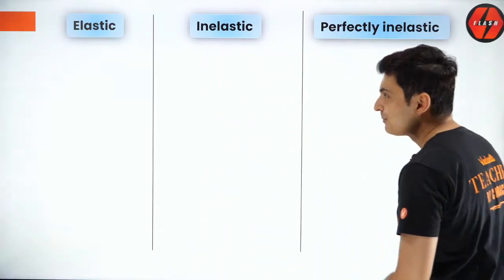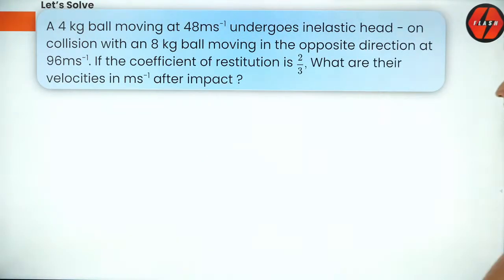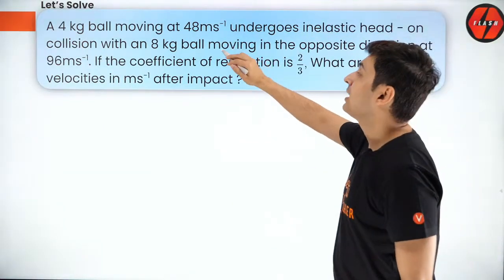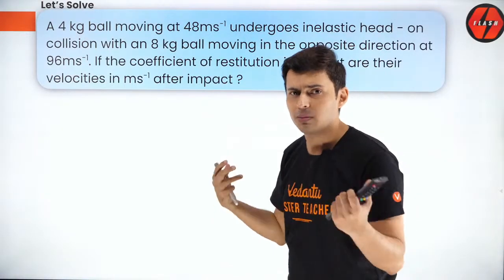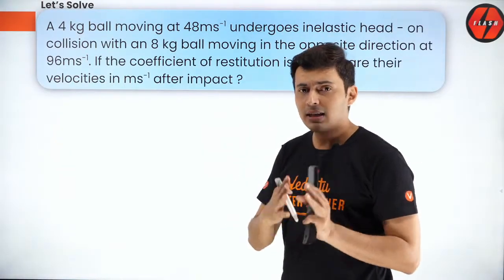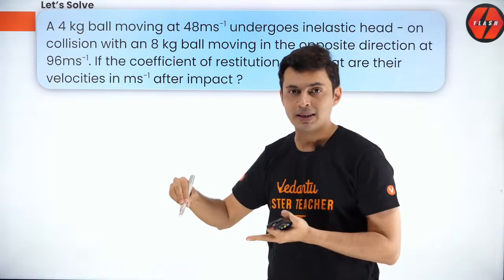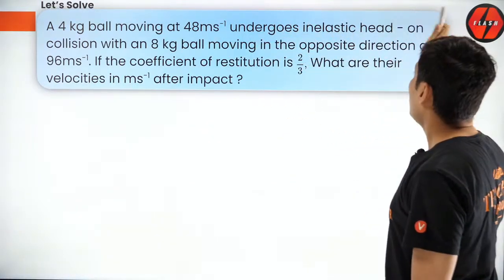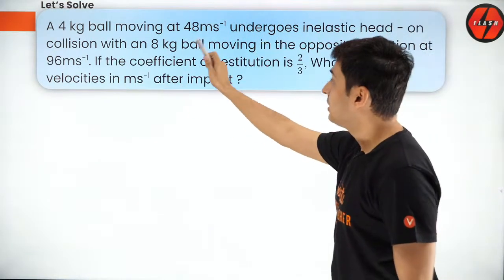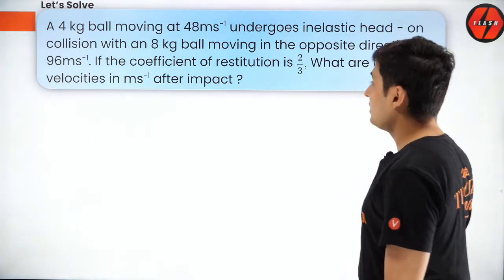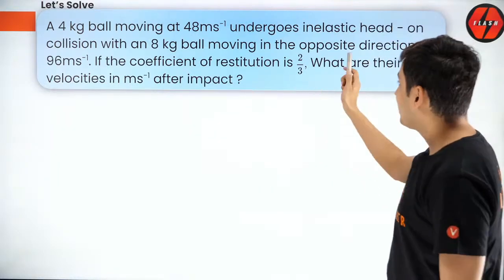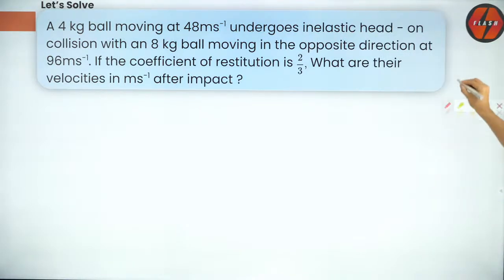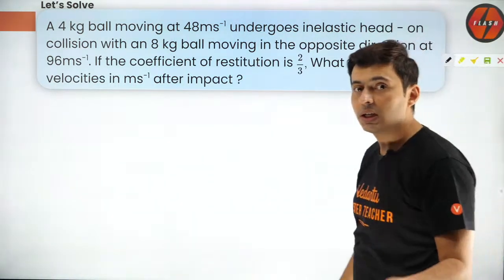Okay, so let's get going. Let's see how many of you can do this problem. Now a 4 kg ball moving at 48. Okay, don't worry, I'll do this for you. So pay attention, guys. I want you to solve it along with me. Just keep your pen and paper handy. This ball moving at this speed undergoes an inelastic head-on collision with another ball moving in the opposite direction with this speed. What is the final speed? Okay, coefficient of restitution is given. So my objective is you should learn how to solve this.